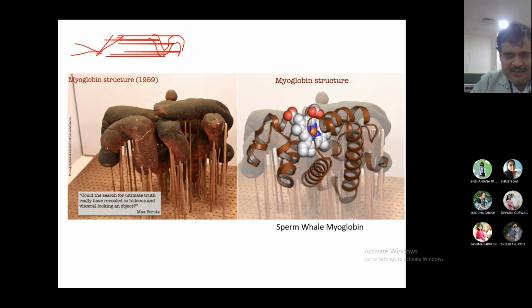But within a few days of the discovery, a modified structure came in, in which all the finer details of the three-dimensional arrangement of various atoms and molecules were found. And not surprisingly, it was found that it was following the same visceral pattern that was originally solved in 1959 by Max Perutz.